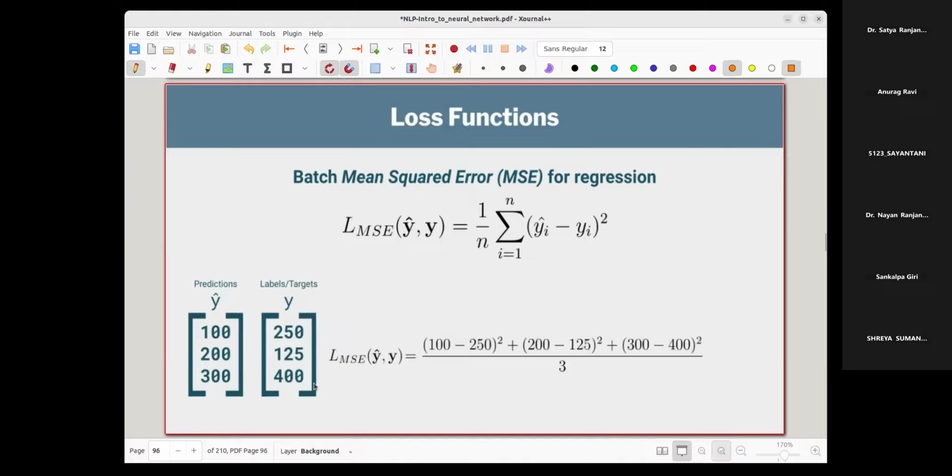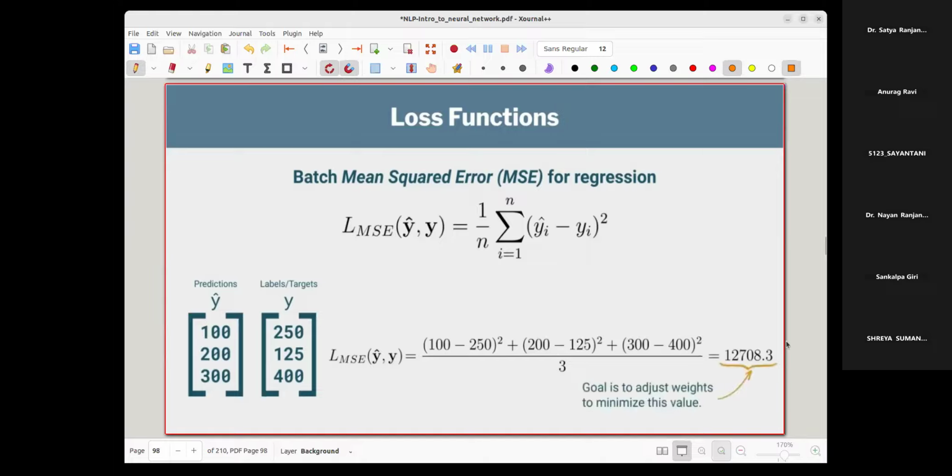So what will be the output? This is the error: (100 minus 250) squared, (200 minus 125) squared, (300 minus 400) squared, divided by 3, because there are 3 data. So the error is 12,708.3. Now what is our objective? Our objective is that the error should be minimum. That means when this output becomes 250, this output becomes 125, and this output becomes 400, then the calculation becomes 0. So our objective is to make this loss 0. Let's see how to do that.